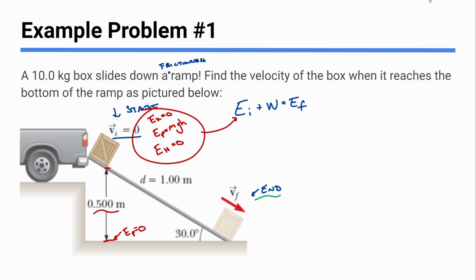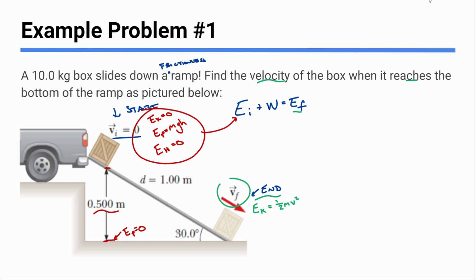So here at the end now, I ask what's going on energy-wise. And this is going to help me find this. At the end, I want to ask again, is anything moving? Because that's how I know if there's kinetic energy or not. Well, yes, this thing is now moving because it slid down the ramp. So it does have kinetic energy. It's going to be 1/2 mv squared. And I'm thinking this v is what I'm going to be solving for.